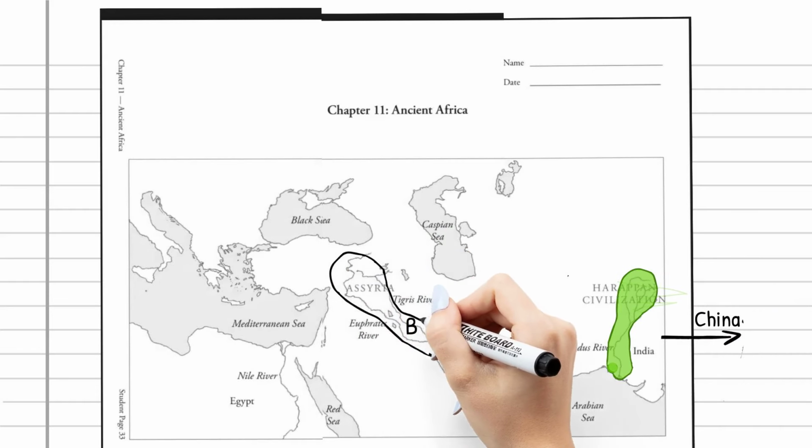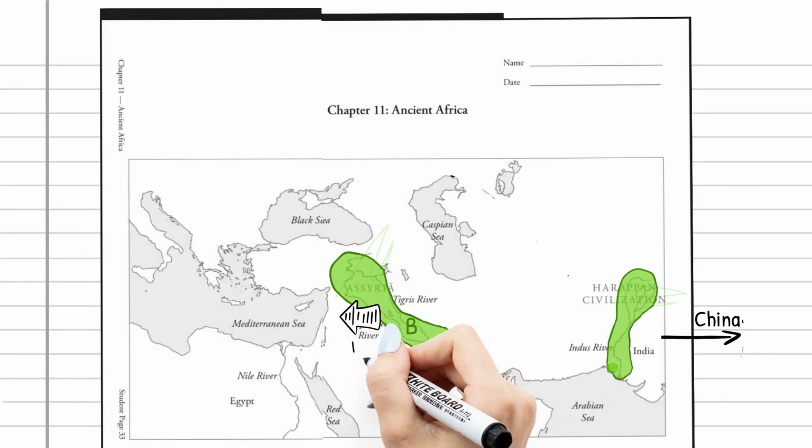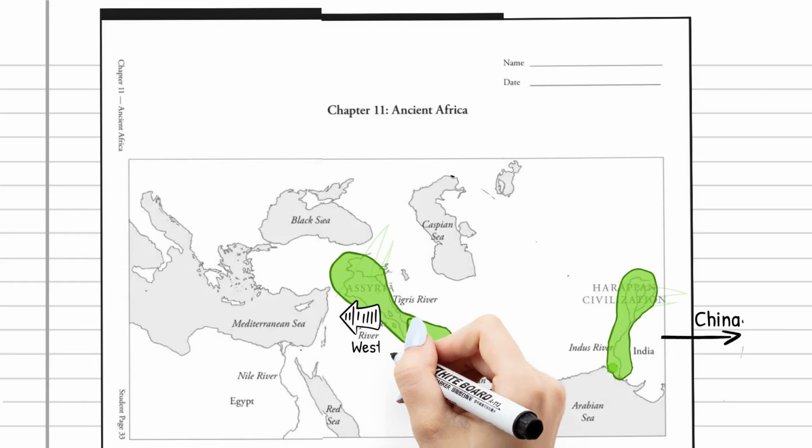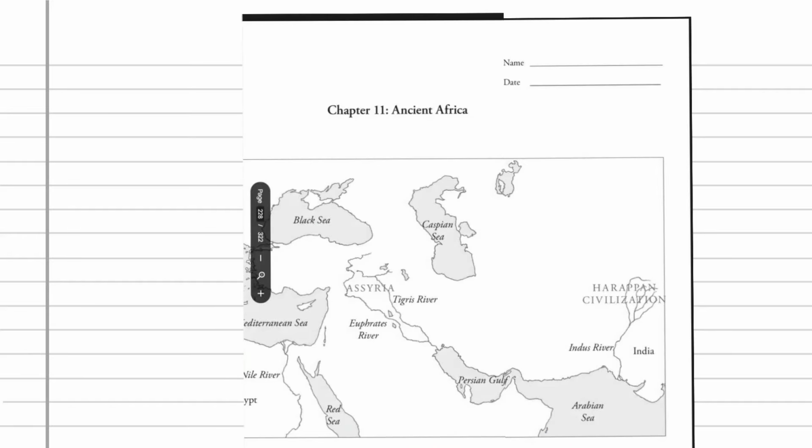Let's go back to Mesopotamia and color that green as well, where the nomads first settled. Heading west, what sea do we come to? The Mediterranean. Let's recap. We marked Babylonia in southern Mesopotamia.